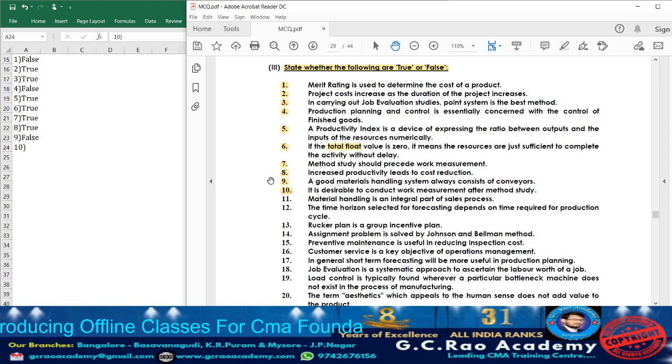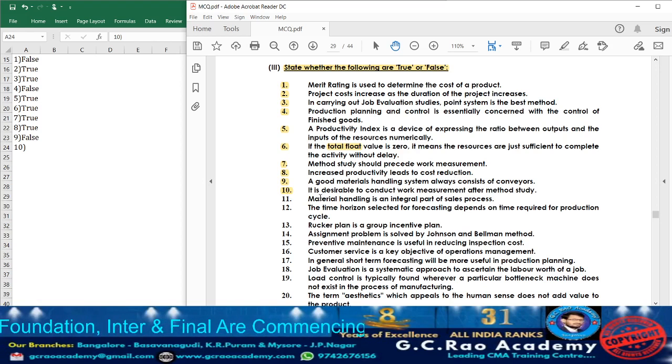Very beautiful question. Already point 7 we covered. What did point 7 say? Method study should precede work measurement. Means once a method study is completed, only then we can perform work measurement.